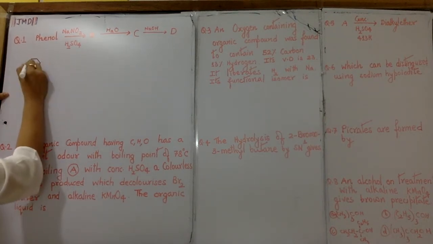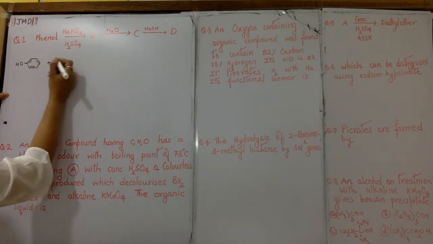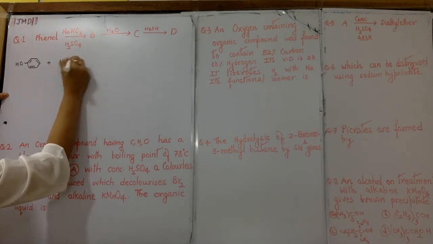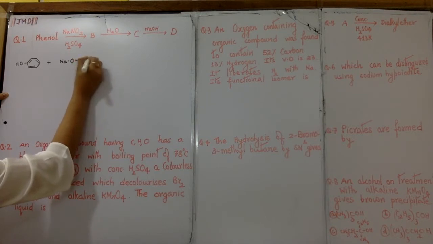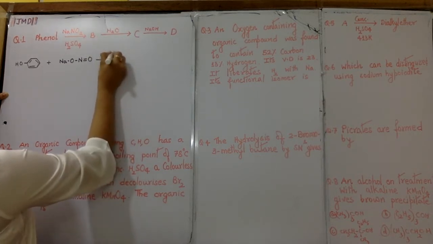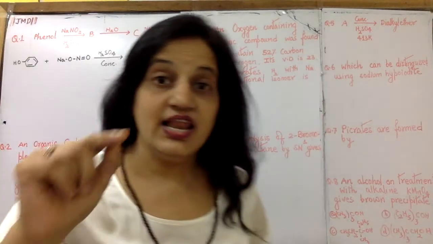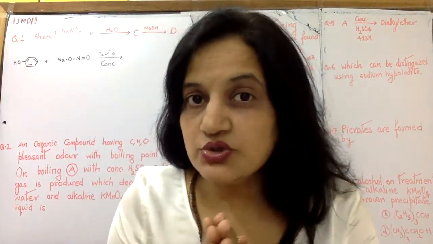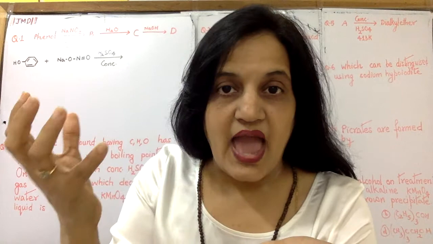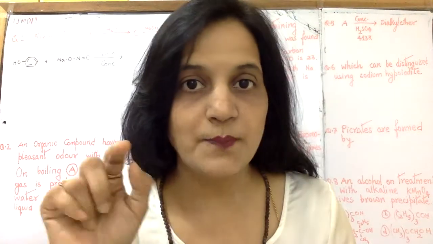When we take phenol and we treat it with NaNO2, sodium nitrite, in presence of sulfuric acid, which is a little concentrated, then phenol undergoes electrophilic substitution. As you all know, during electrophilic substitution, one of the H plus from benzene will get replaced by another electrophile, and here in this reaction, the electrophile will be NO plus.